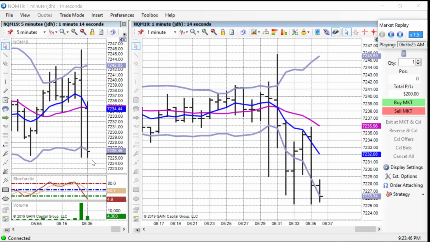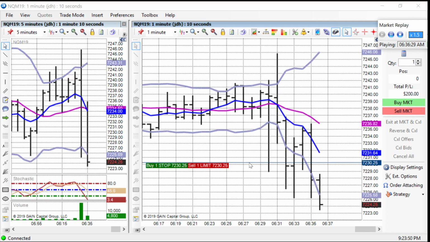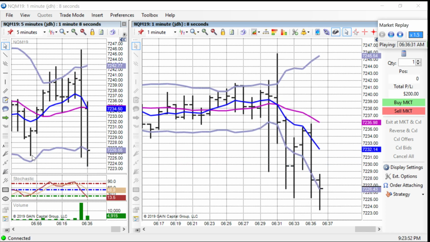But if we get a breakout below that, okay, we just got a breakout below the support here.